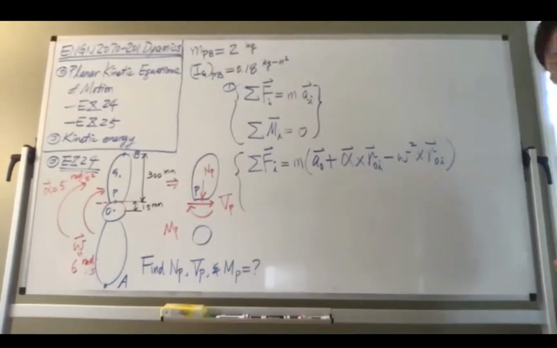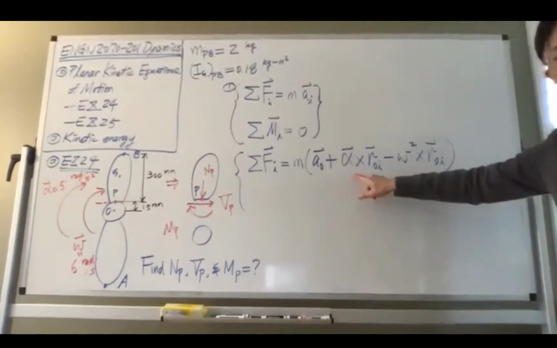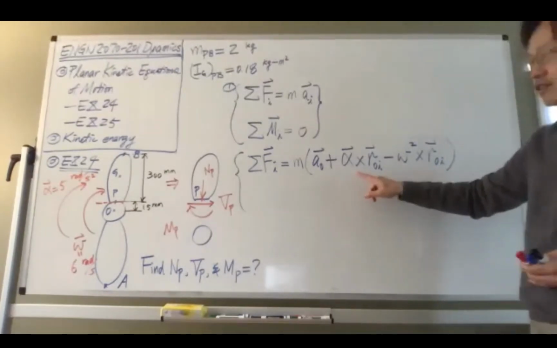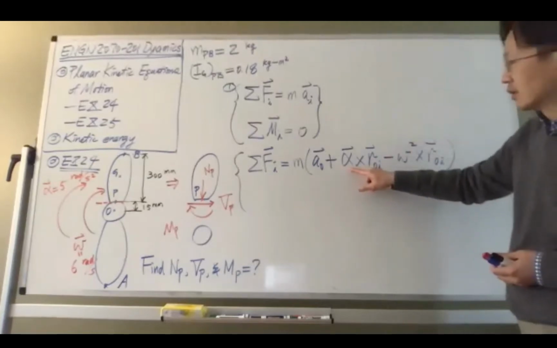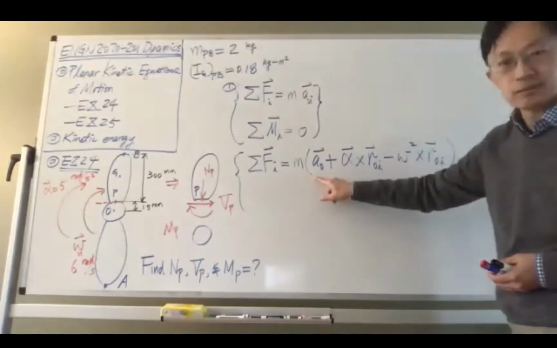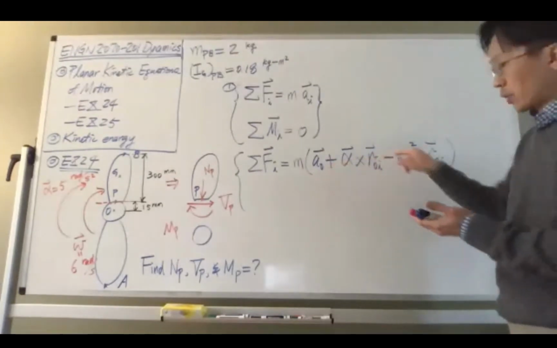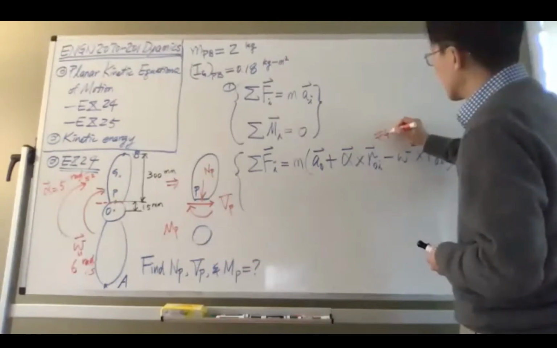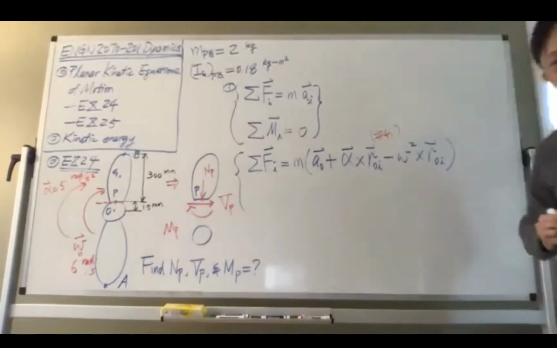Now, does it look familiar? This part here. This is the transition or conversion from angular acceleration, angular velocity to linear. And this part is from my notes, page 41. If it does not look familiar to you, review it.